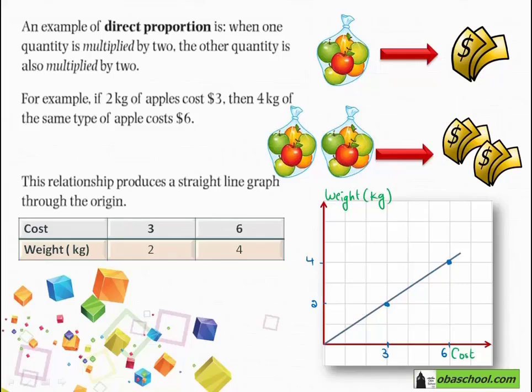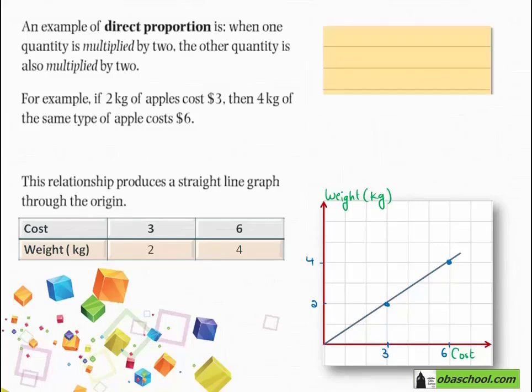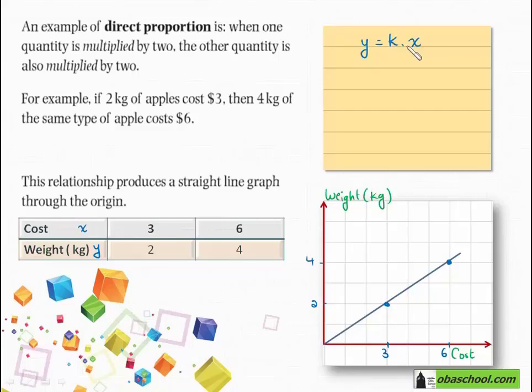To continue explaining the graph, in the case of direct proportion, let the cost be x and the weight be y. So the mathematical representation between the variables x and y will always be written as y equals k times x, where k is a constant and the constant is multiplied by x. To get the value of k, we can substitute the values of x and y that correspond to each other.